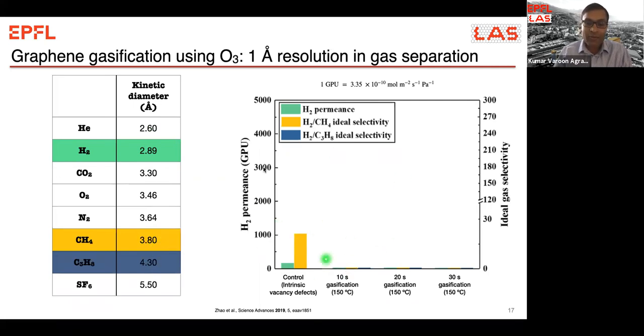So when you plug in your membrane, which has intrinsic vacancy defects, you already see that it has some hydrogen permeance. The hydrogen permeance is written in GPU. By the way, 1 GPU is 3.35 times 10 to the minus 10 moles per meter square per second per Pascal. So it's a flux divided by the pressure difference. And then you expose it to only 10 seconds of ozone. What we see is about a 20 to 40 times rise in hydrogen permeance, right?